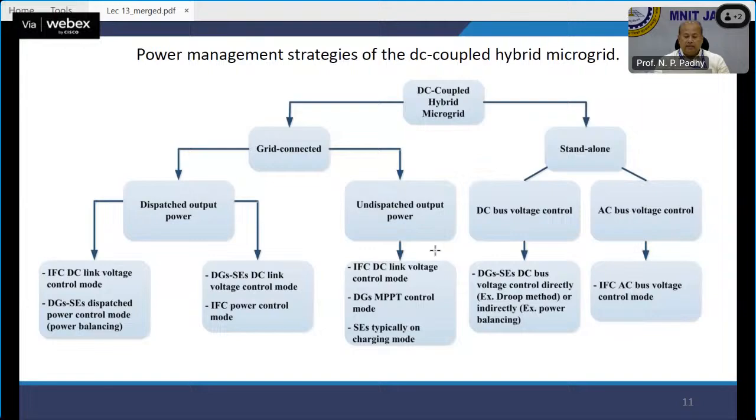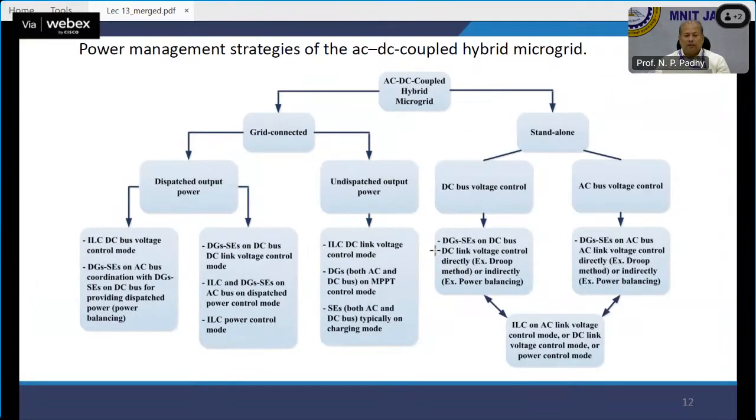Now, in case of AC, the ILC AC bus voltage will be in control mode. So these are basically how we define which variable becomes the control mode, and under what circumstances is a question. Now, this is the third, more complicated case, AC-DC hybrid, because always please remember, we had case one, case two, case three: DC bus, AC bus, AC-DC bus. So in case of the third, again, dispatched output power mode and undispatched output power mode.